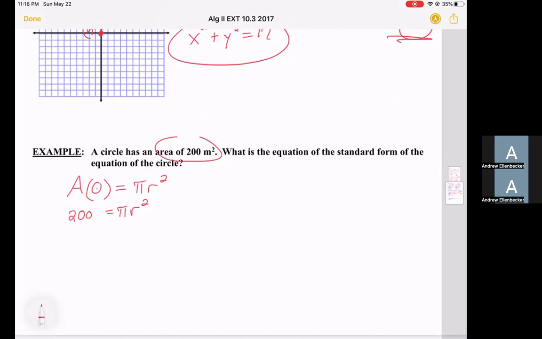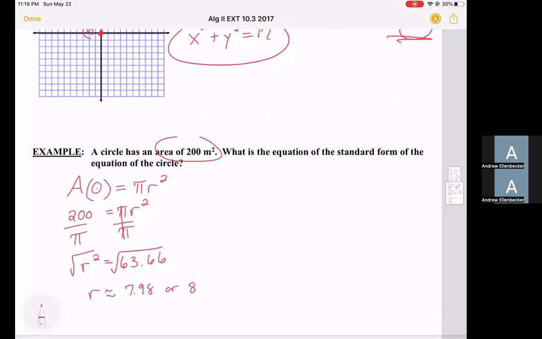So we can divide by pi. So take 200 divided by pi. And we get r squared equals 63.66 is what I have in my calculator. So from there, we take the square root. So r is roughly, I have 7.978. So if we round that, you could say 7.98 or 8, depending on how you round it. Roughly 7.98 or 8 meters.